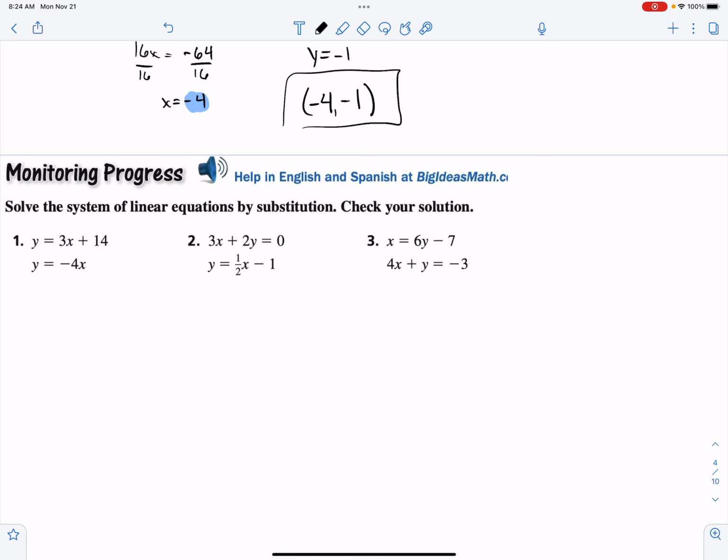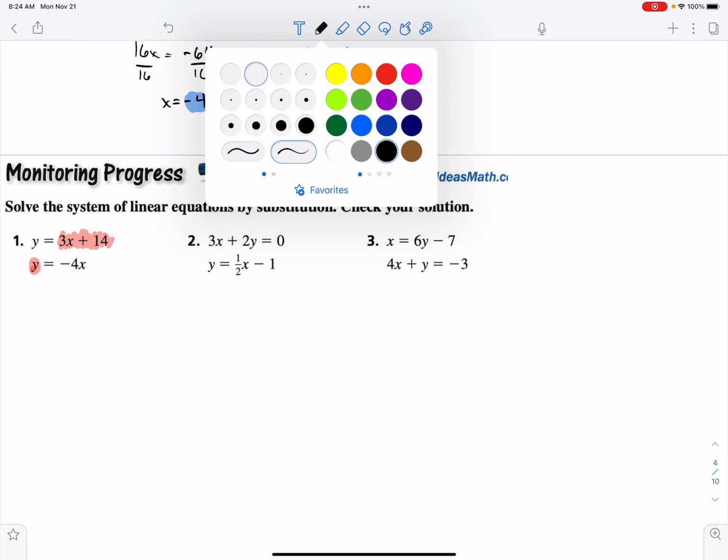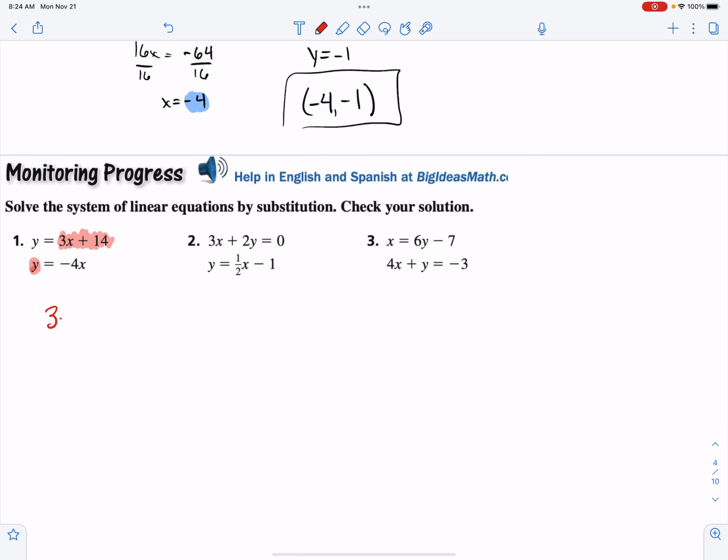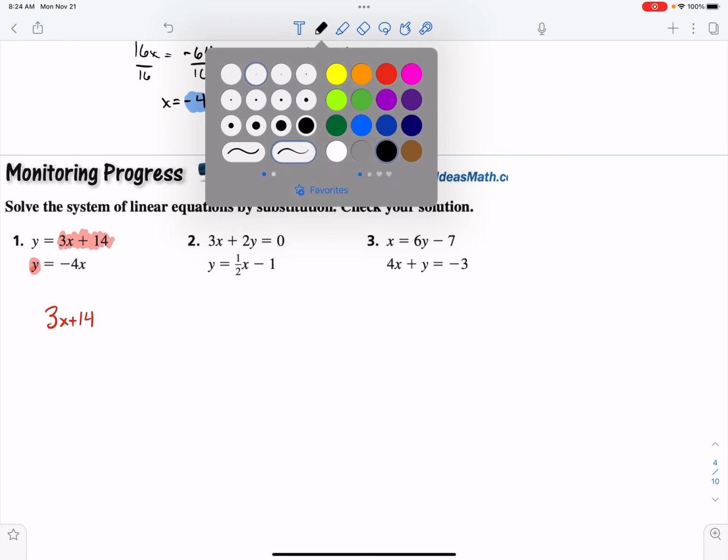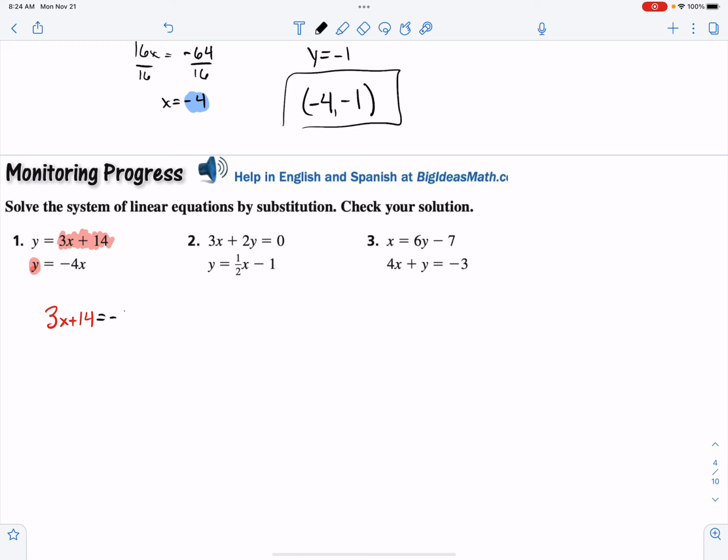So if you need a second or a hint, what we're going to do, and this is kind of confusing, is take this stuff and plug it in. So I'm going to take this 3x plus 14 and plug it in for y right here. That makes it look kind of weird in terms of plugging in. But essentially we write 3x plus 14, and then we write what it's equal to, equals negative 4x. And then we can solve for our variable. So if you needed that step, go ahead and pause and try. I'm going to continue on here.